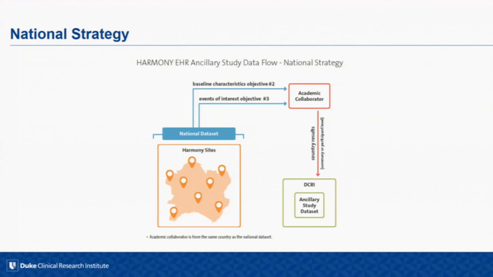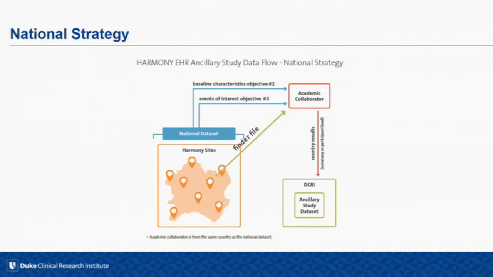So the figure belies a little bit of a more complicated process. The first step was to decide, of all the countries participating in the main Harmony trial, which would be the best countries to try this strategy out in.